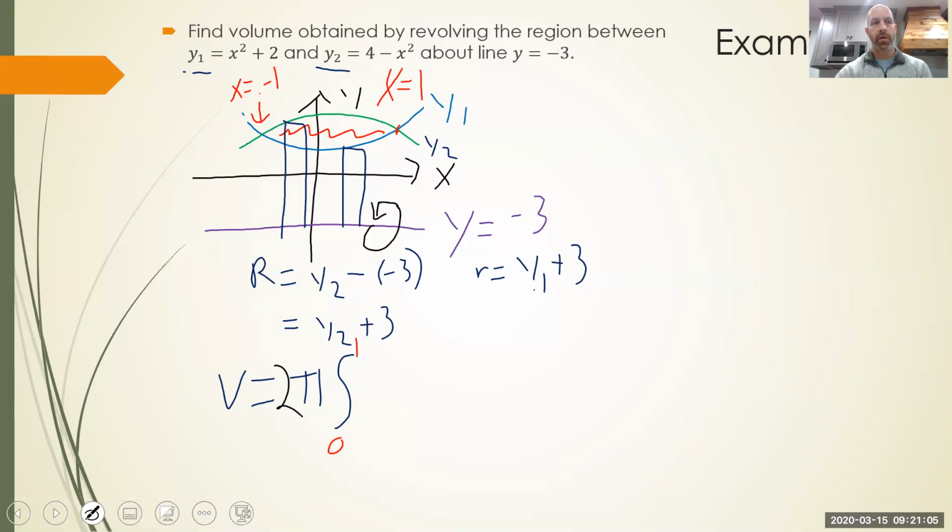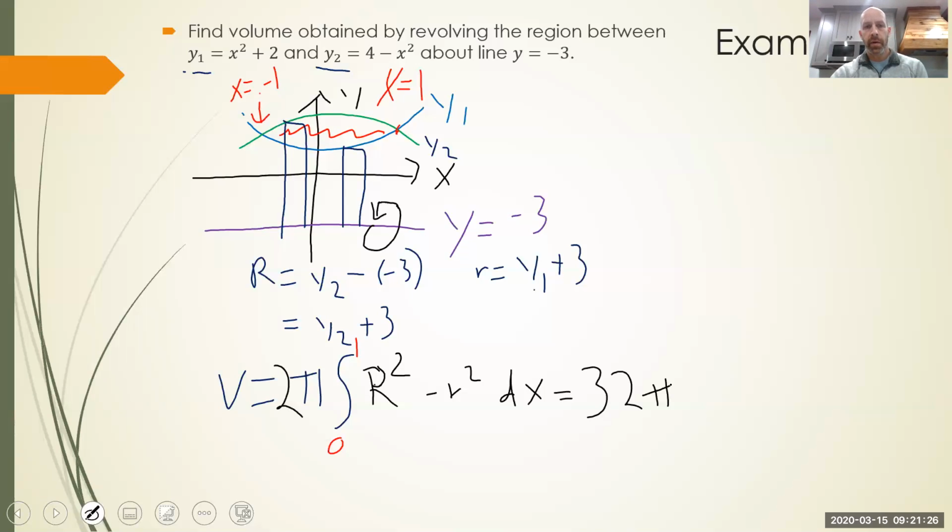If you graph these two curves, you'll see they're symmetric with the y-axis. So this is kind of a shortcut that I can do, particularly if I'm going to try to work this out by hand. And again, it's going to be big R squared minus little r squared, and then dx. The answer on this one turns out to be a very nice 32 pi.